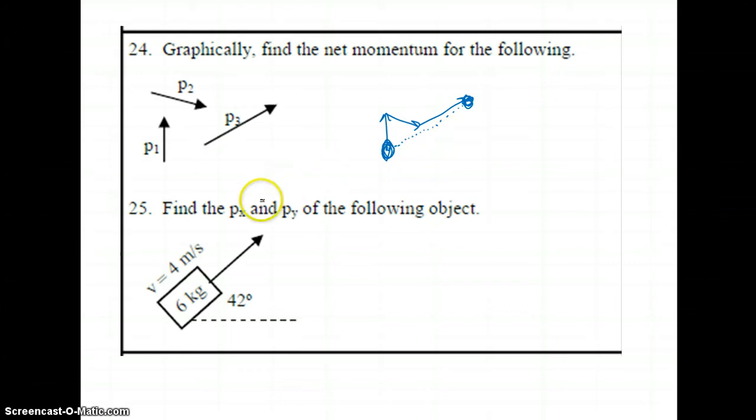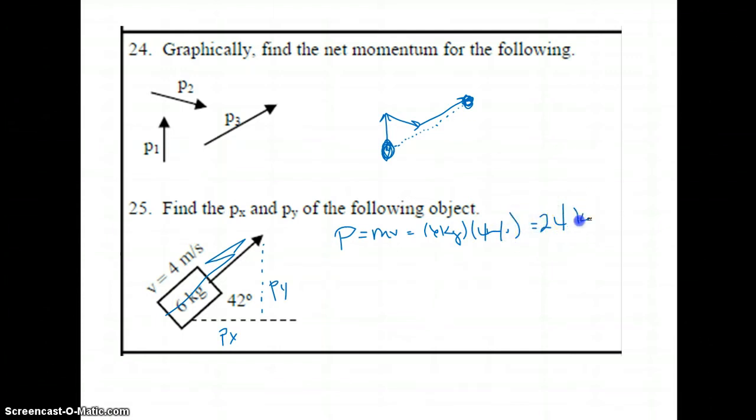On 25, we want to find the x and y components. So our px is going to be this one here, and then our py is our vertical component of our momentum. Now, they give us velocity and mass right here, but they don't give us the momentum in this direction. So we've got to calculate that one using the basic momentum formula. Our momentum is mass times velocity. So we're going to take our 6 kilograms times our 4 meters per second that they gave us there, and you're going to get 24 kilogram meters per second. And then using those formulas I showed you before, we can find the vertical and horizontal components.